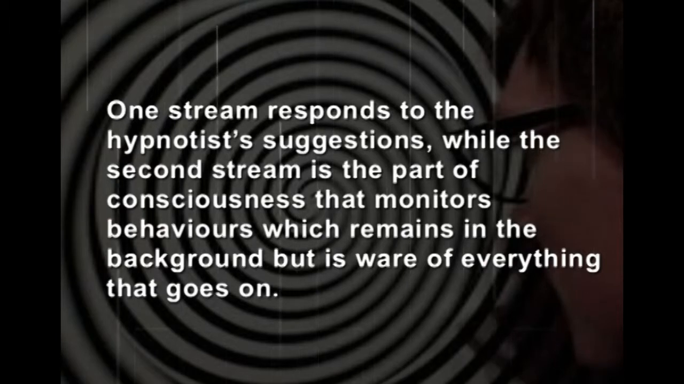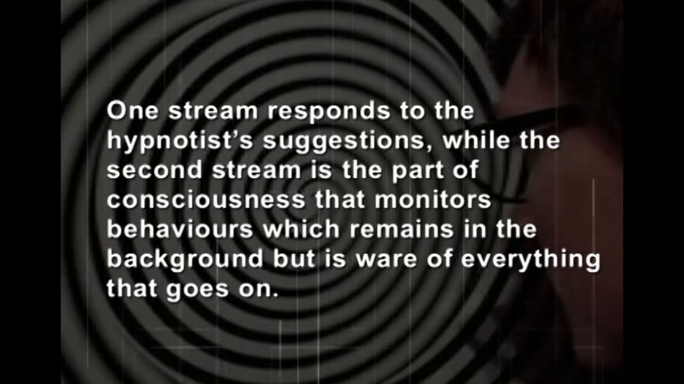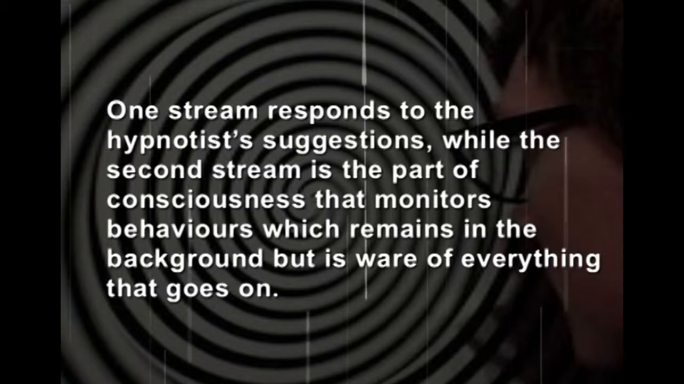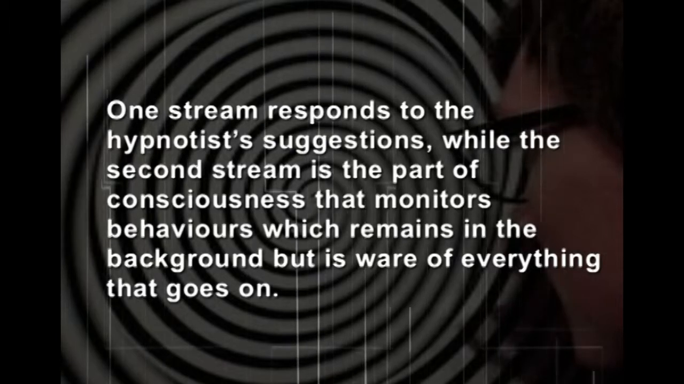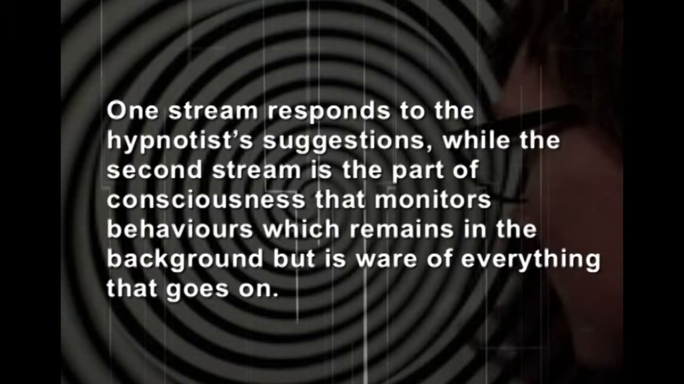So whatever the hypnotist is saying, one stream is actively involved in that, it got busy in that, while the second stream is a part of consciousness that monitors behavior which remains in the background, which means it observes, it knows what the other stream of activity is doing, but it just keeps silent and remains in the background, but is aware of everything that goes on. And Hilgard named this second part of consciousness, which is in the background, the hidden observer. I mean, it observes everything hiding behind, but it doesn't get involved.